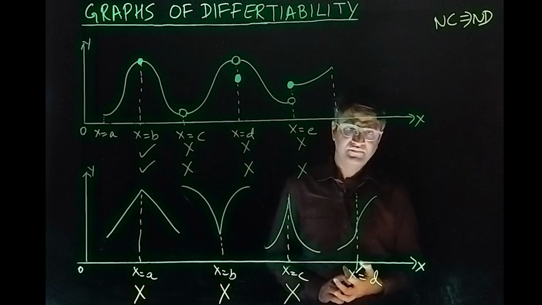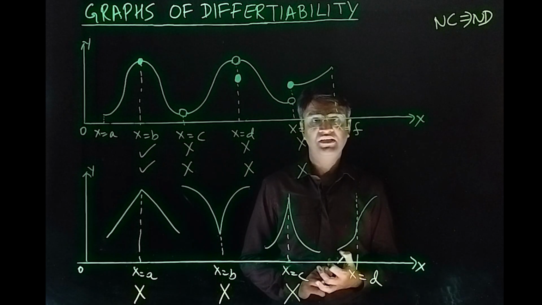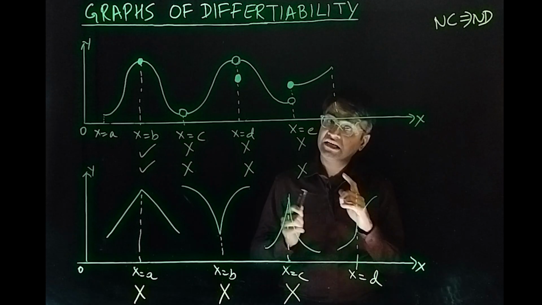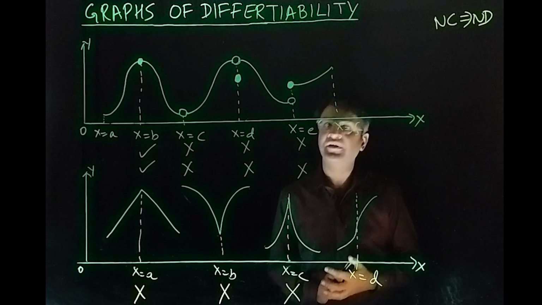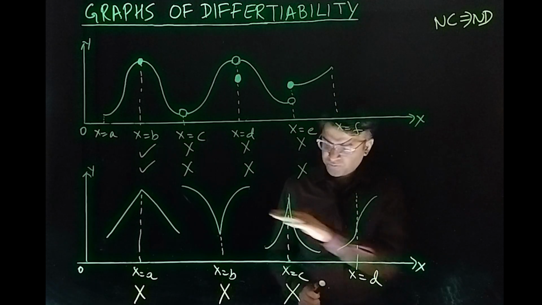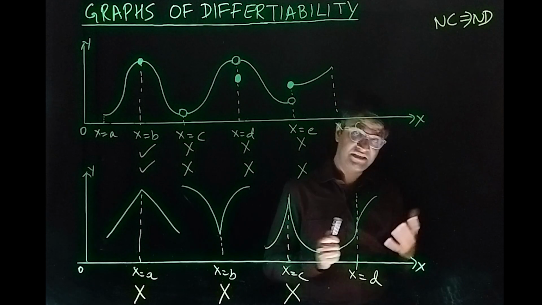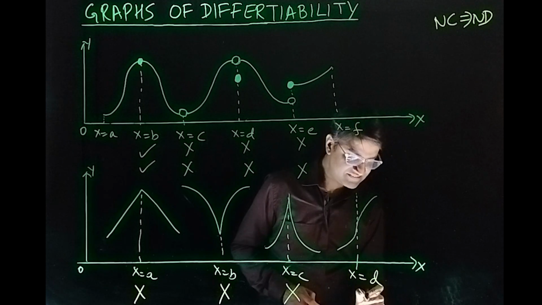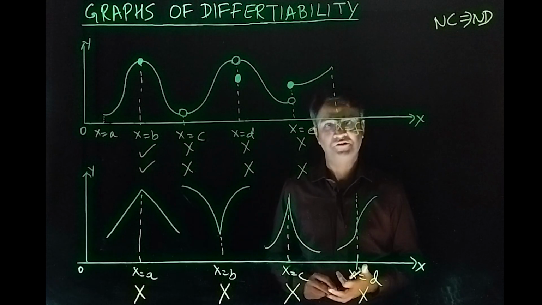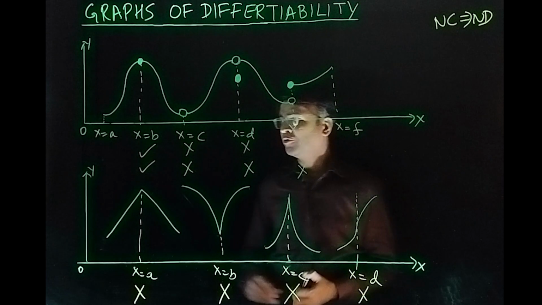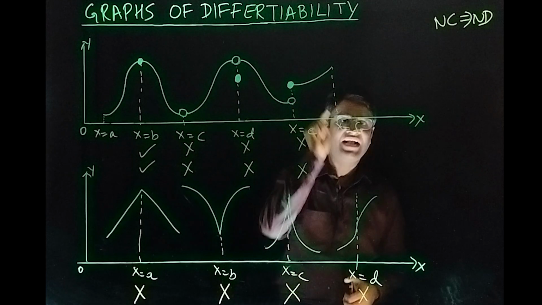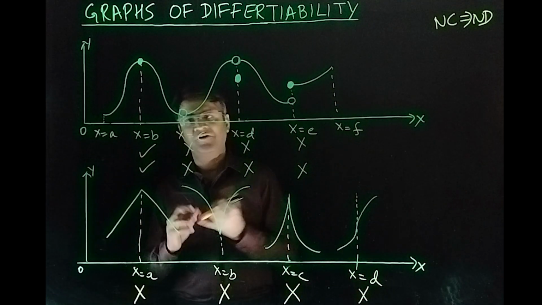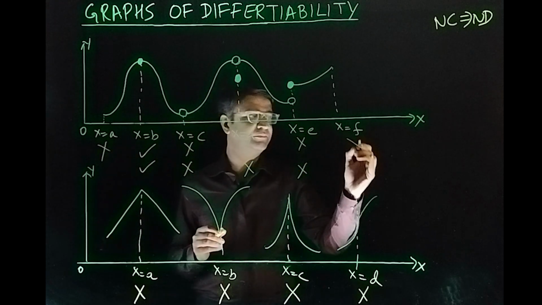What about this one? x equals d. Here also, it is not differentiable. Why so? If I draw a tangent and the slope of the tangent is undefined, which means the tangent is perpendicular to the x-axis, that means tan 90 is undefined, we know that. That's exactly why this is also not differentiable. Now, if you notice, I did not talk about x equals a and x equals f. At the end points for any graph, it is not differentiable.